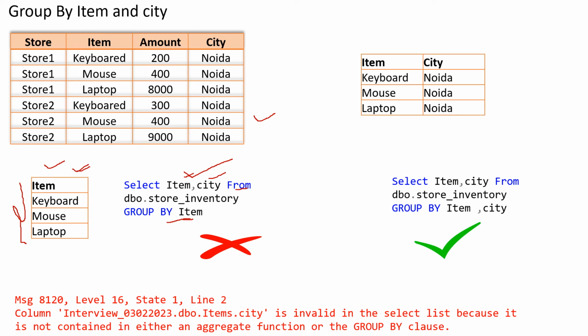So let's see what the error says. The error says the city is invalid in the select list because it is not contained in either an aggregate function or group by clause. It means that if we want to retrieve two different columns, item and city, then we need to specify them in the group by clause. See this query. In this query we specify item and city in the group by clause and then retrieve the two different groups.